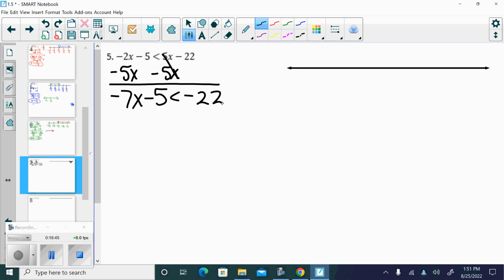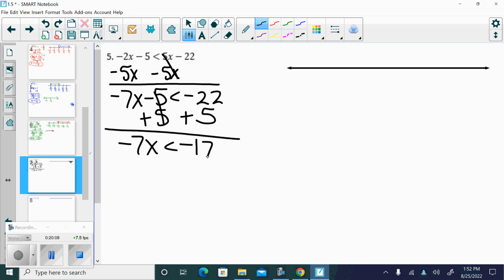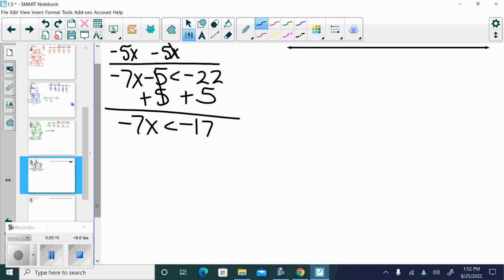All right. Now I need the -7x alone. Add 5. Very good. So what is negative 22 plus 5? Here are two different answers. Negative 17. Guys, you have a calculator in front of you. Please use it. Okay, you have the calculator. Just use it. Okay? Last thing, divide both sides by a negative 7.